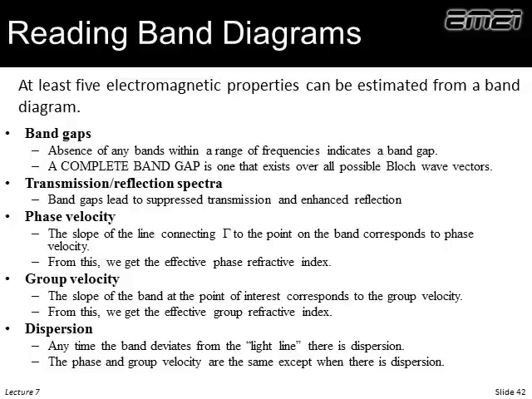So here's just five things, and there's probably more that we can get from a band diagram. One, we can identify if there are any band gaps. Those are spans of frequency where there are no bands, all the way across the band diagram. And when there's a band gap, in fact, that structure acts like a mirror because there are no allowed modes and it reflects. We can estimate what the transmission and reflection spectra will look like.